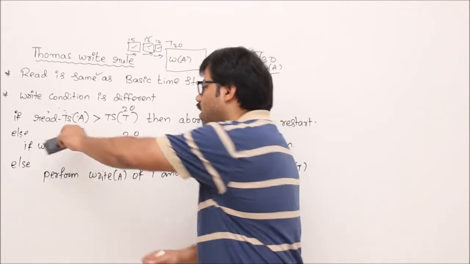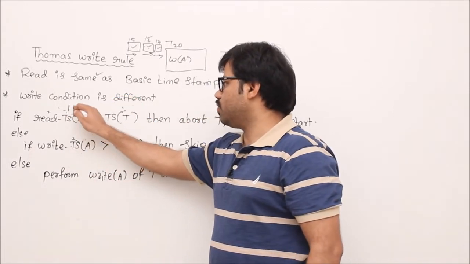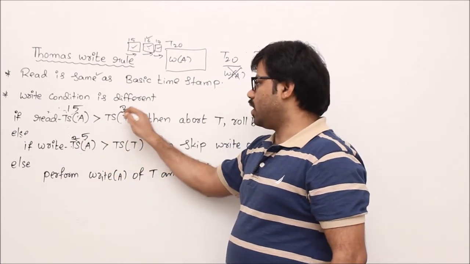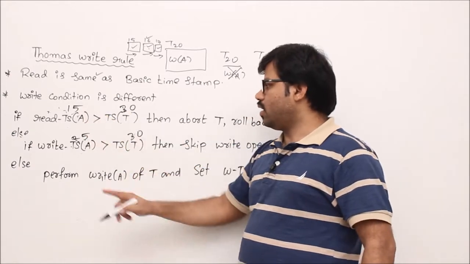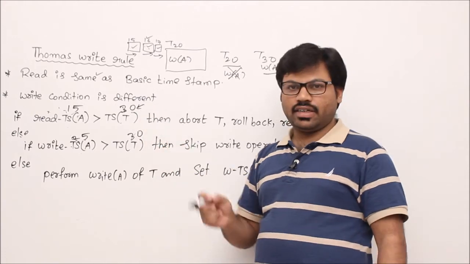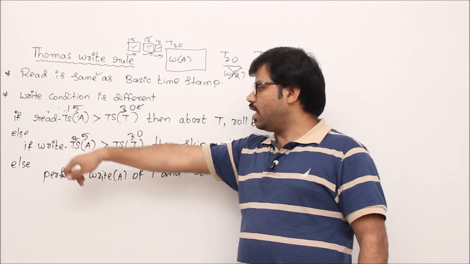So if this condition is also false, when will that happen? For example, the read timestamp is 15, the write timestamp is, let's say, 25, and your timestamp is 30. Then in this scenario, 15 greater than 30 is false, and 25 greater than 30 is false. That means the current transaction 30 is definitely younger than the readers and younger than the writers.